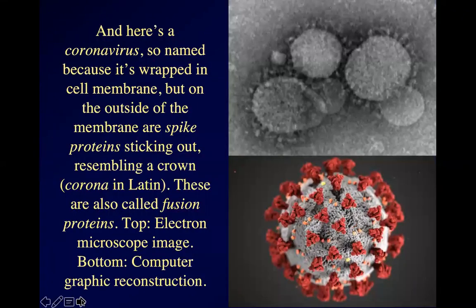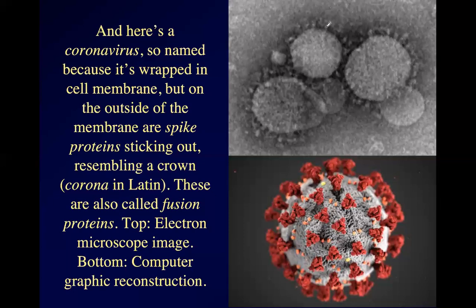And there, by the way, is coronavirus. Coronavirus is wrapped in cell membrane, but on the outside of the membrane you have spike proteins sticking out. In that computer graphics reconstruction, they're shown in red. They're also called fusion proteins, and they make the coronavirus kind of look like a crown if you're on drugs.